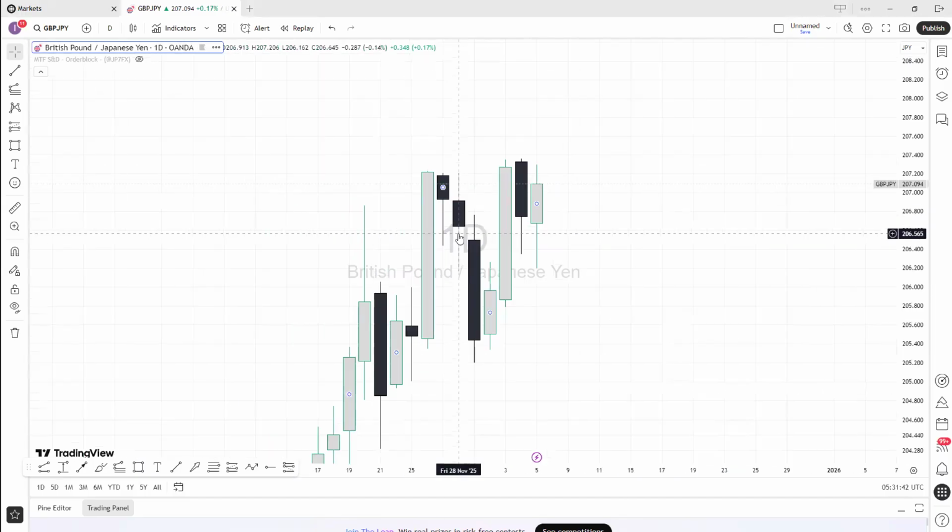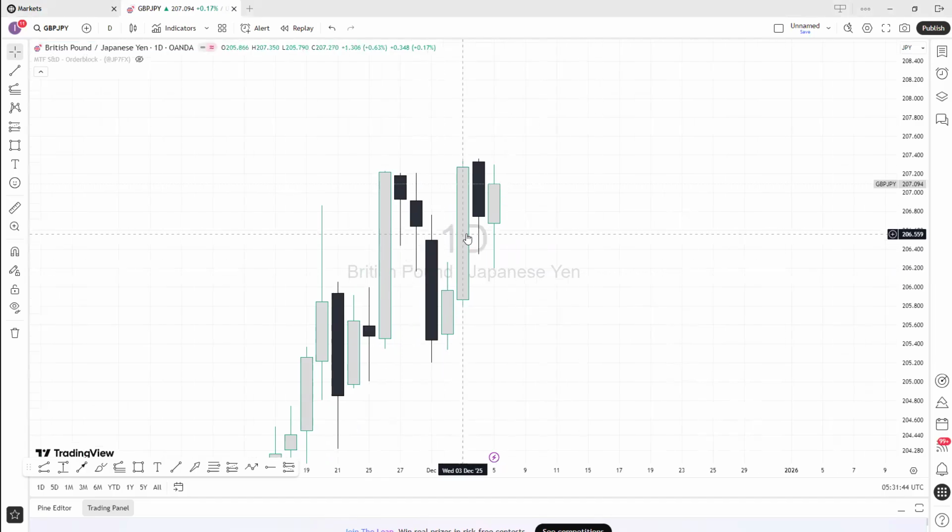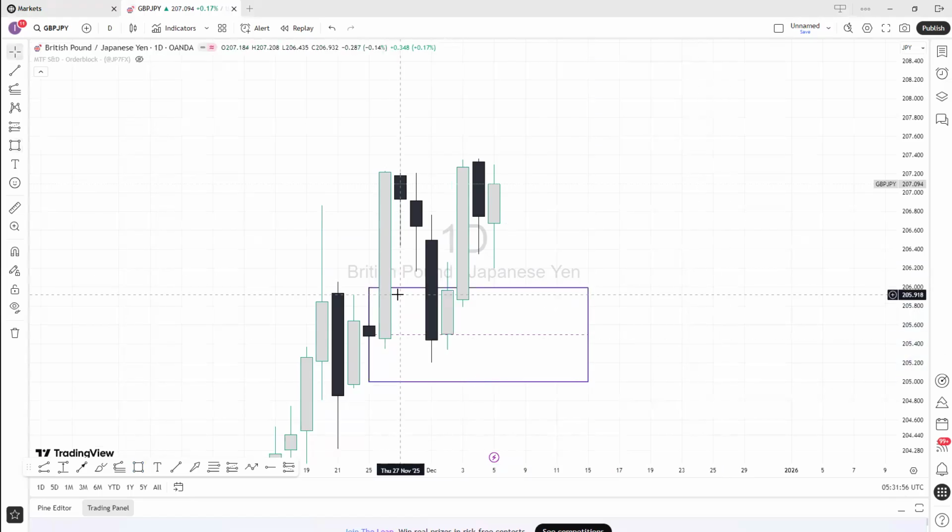So this is GBP JPY. Let's start with the GBP JPY. That is the daily time frame. Daily time frame bias is bullish, as you see. Price rejected on that specific demand.